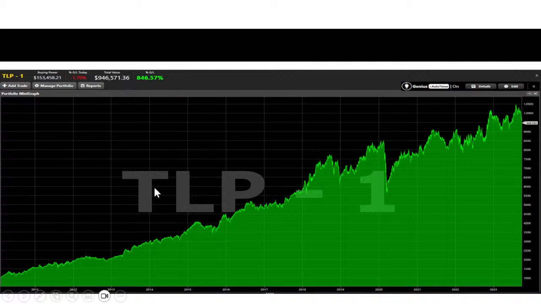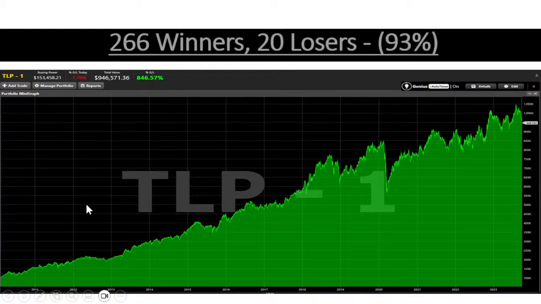But pretty good equity curve. Obviously, post-COVID market volatility you can just see is increasing. But look at where we are. We're just off of the all-time high, just off of the all-time high this year. 846% gain since February 8th of 2010. Everybody sitting down? You guys ready? 266 winning trades and only 20 losing trades. That's a 93% winning trade percentage.